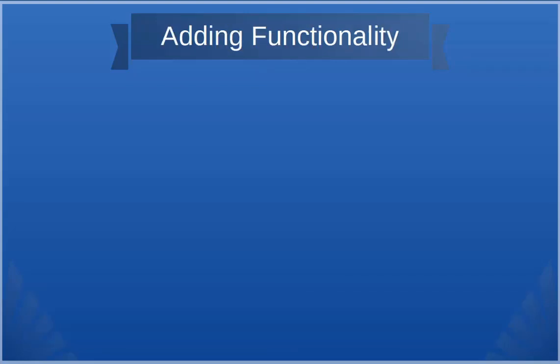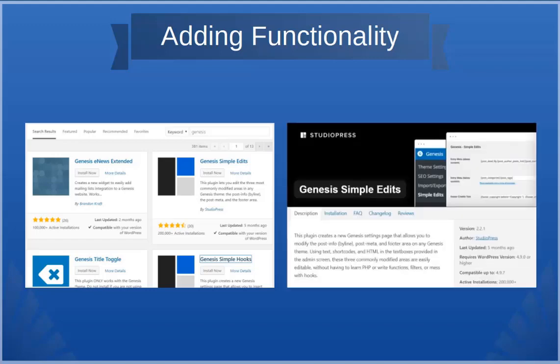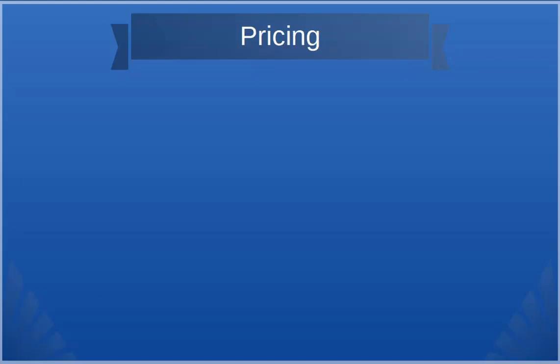Now, if you want to add functionality, they make it easy enough by simply going into the WordPress plugin library. You do a search for Genesis, and you will get page after page of plugins that you can add on your own. One particular plugin I like to use a lot is called Simple Edits, which is exactly what it sounds like. It allows you to make simple edits to any Genesis theme page.